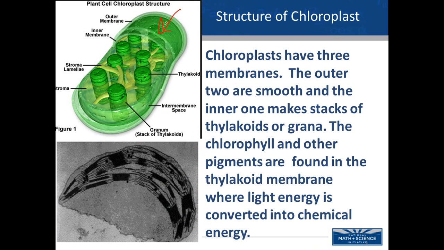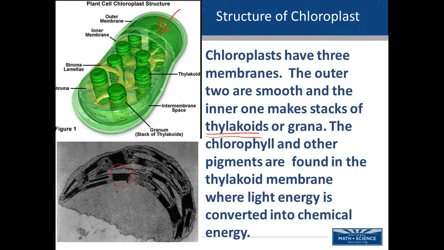Chloroplasts have two membranes, outer membranes that are nice and smooth. The third membrane is involved in forming structures called thylakoids. A stack of thylakoids is called a granum, or plural, grana. So what you're looking at right here and also right here is a granum. It looks like a stack of dimes. Each one of those dimes then is a thylakoid.